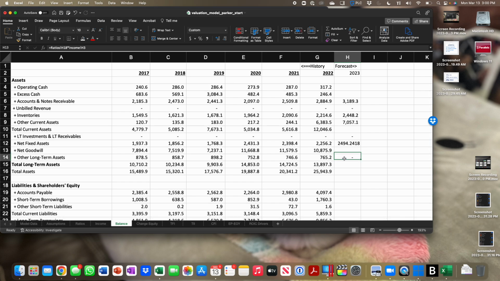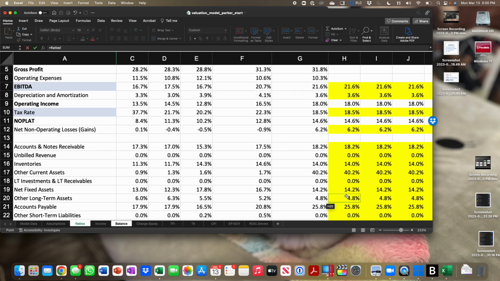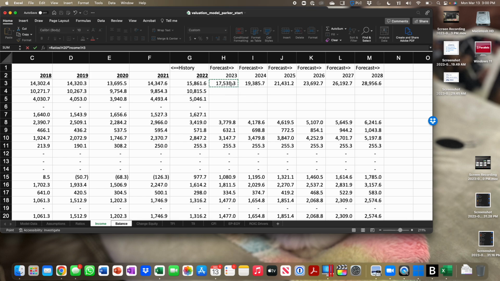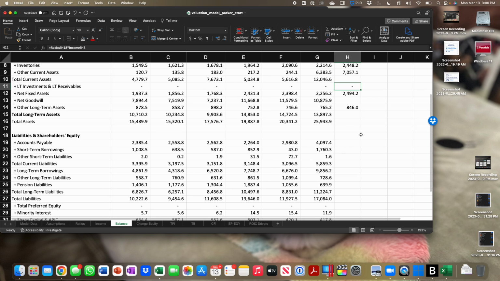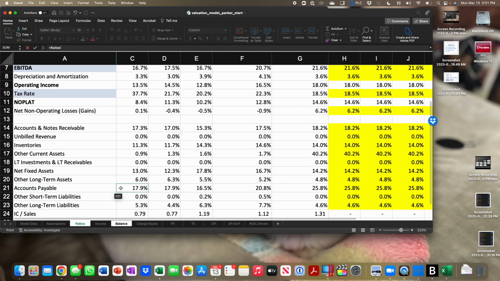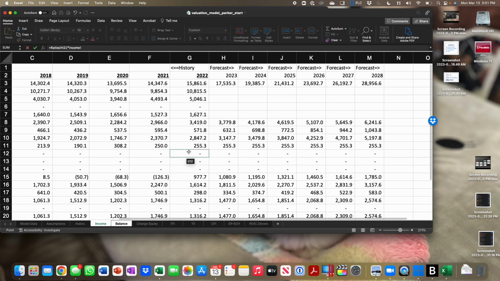Then I do other long-term assets equals ratios H20 times income H3. Okay. For some reason, that wasn't formatting correctly, so we put this back to one decimal place. Okay. All right, the next one after other long-term assets is accounts payable equals ratios. Accounts payable as a percentage of sales, which is row 21, so H21 times 2023 revenue, which is income H3.